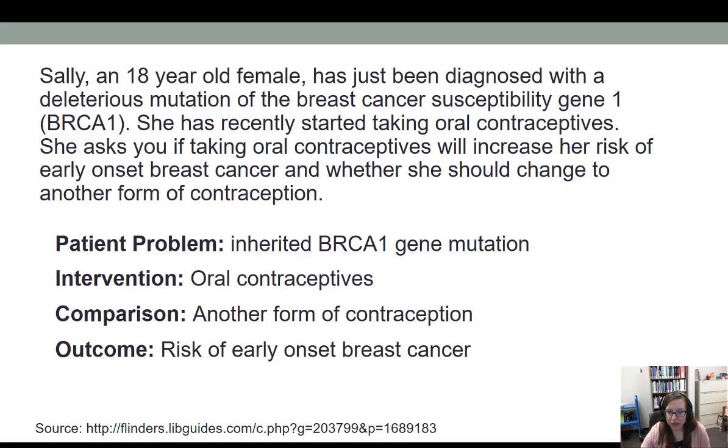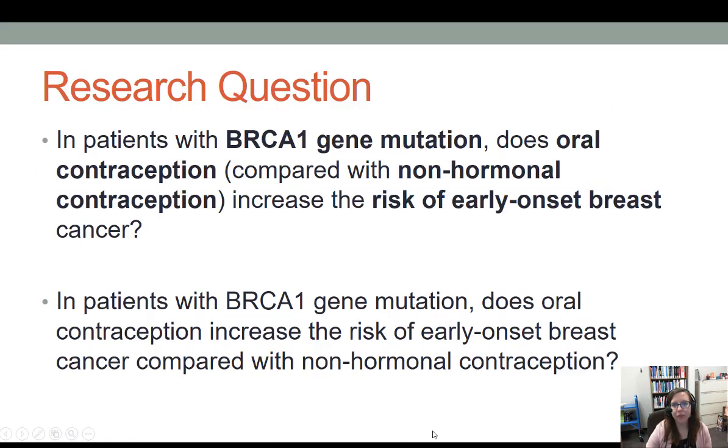Normally when you're looking at the research, you are going to find that they can't follow some people. You can't necessarily follow people for the entirety of their lives. So you might get in the research literature something that says the likelihood over 20 years is the same as a person who is not taking hormonal contraceptives. But for our PICO question, we're just going to use these four things. So the way I've written it is this. So in patients with the BRCA1 gene mutation, does oral contraception compared with non-hormonal contraception increase the risk of early onset breast cancer? And I used a template.